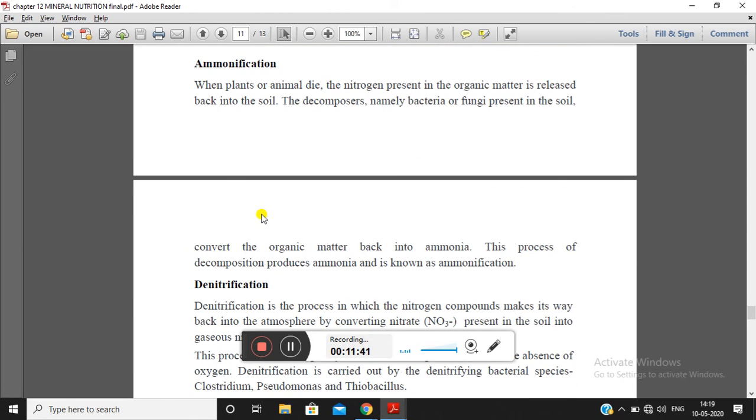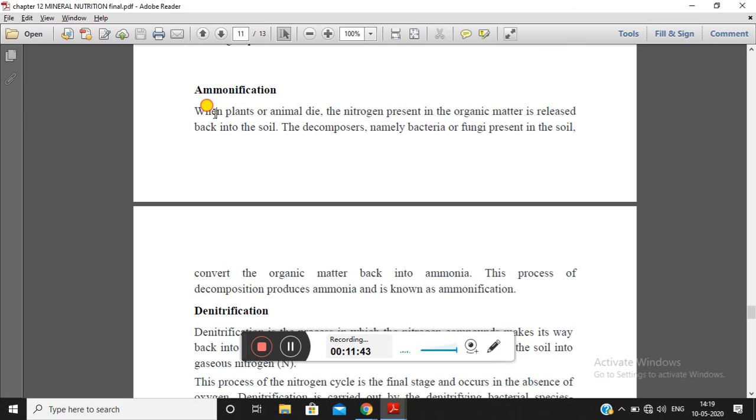The next step is known as ammonification. When plants or animals die, the nitrogen present in the organic matter, such as proteins or for example hormones, is released once again back into the soil. The decomposers, that is bacteria or fungi present in the soil, convert this organic matter back into ammonia, and this process of decomposition produces ammonia, and this is known as ammonification.